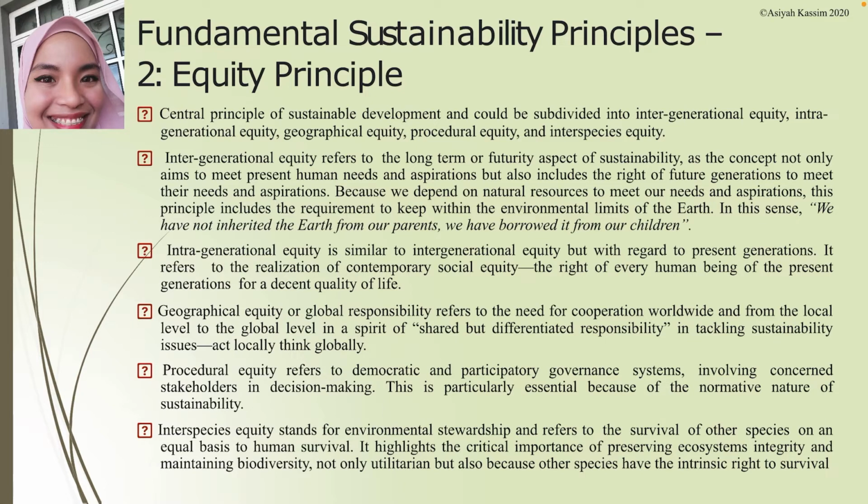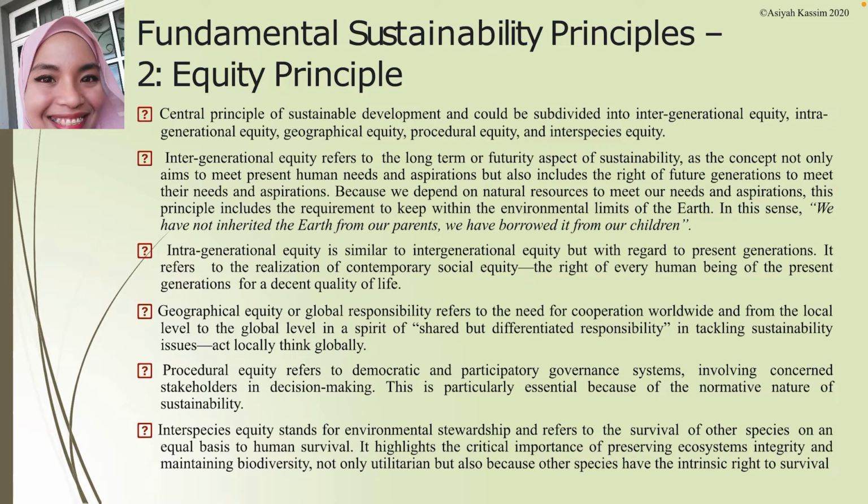And last but not least, equity in terms of interspecies, that stands for environmental stewardship and refers to the survival of other species on an equal basis to human survival. So for example, documentaries like Seaspiracy and Cowspiracy show how over-specialization in agriculture as well as overfishing activities can impact the environment.